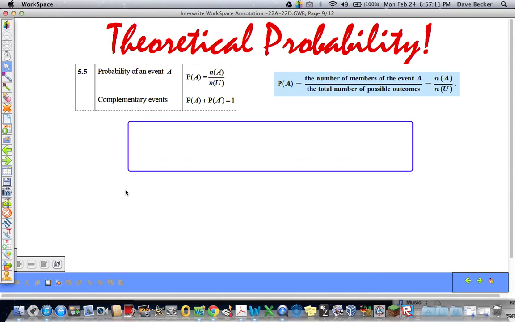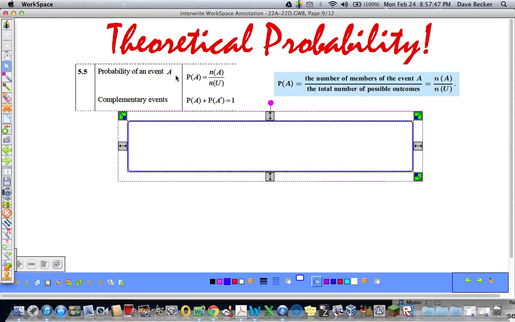Theoretical. How about theoretical probability? This is the probability that you are most familiar with. Theoretical probability is given by the probability of an event A being equal to the number of members of the event A over the total number of possible outcomes. So it's the number of favorable outcomes, what we're looking for, over the total possible number of outcomes, or the universal set, which we talked about earlier. This is what it looks like on your formula sheet.